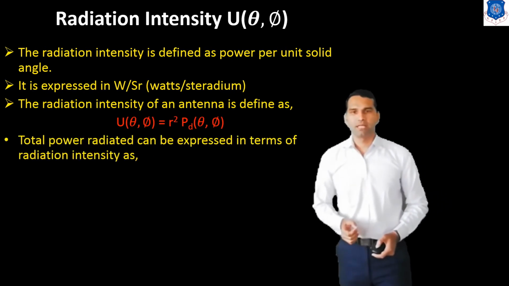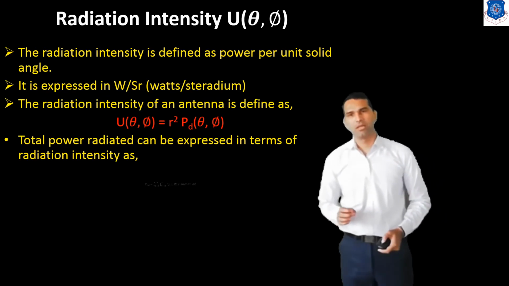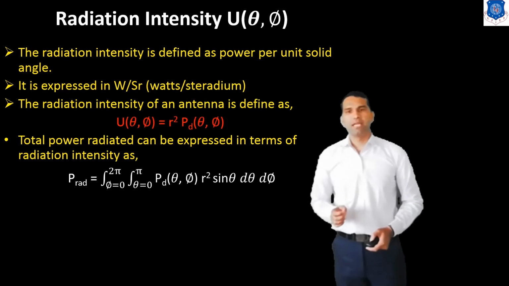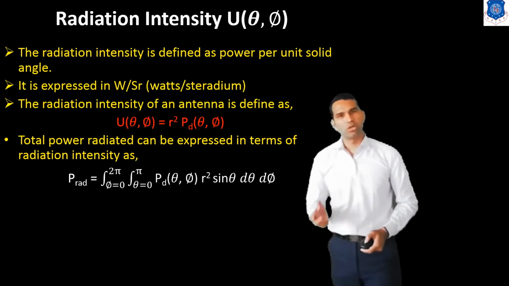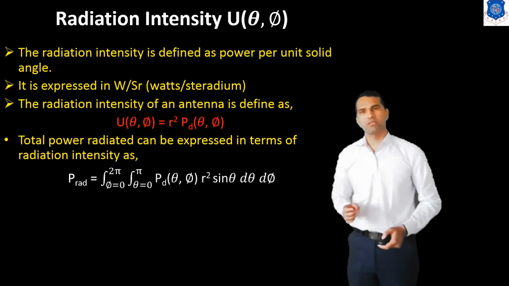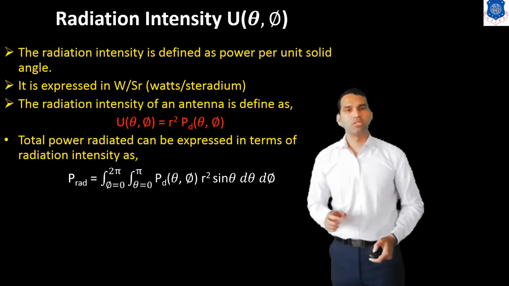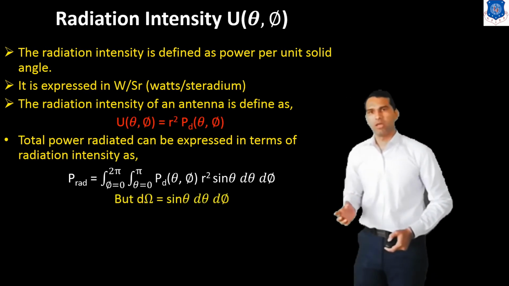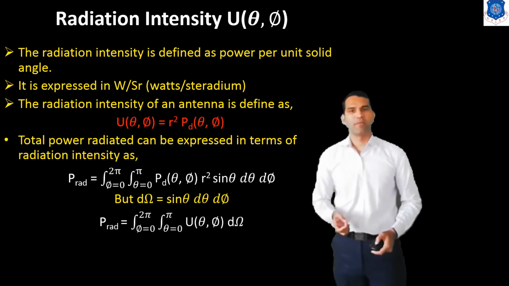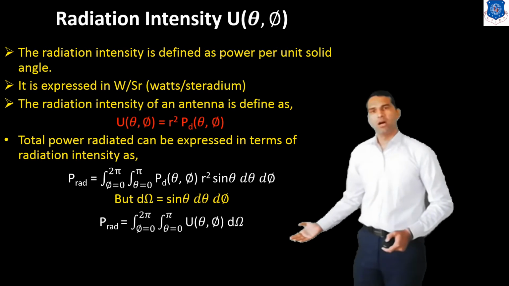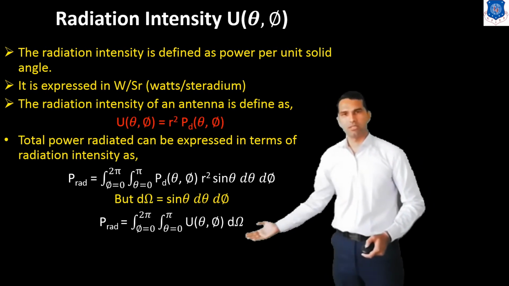The total power radiated can be expressed in terms of the radiation intensity as P_radiate equals the integral with φ from 0 to 2π and θ from 0 to π of P_D(θ,φ) r square sin θ dθ dφ. So this is the power radiation equation. But we know that dΩ is nothing but sin θ dθ dφ. So we can write the power radiation equation in terms of the beam solid angle as this.